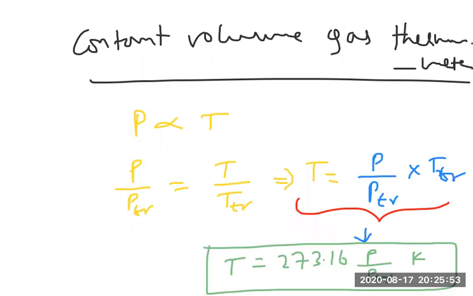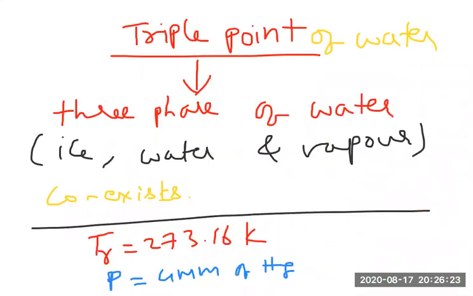Remember, triple point means the temperature at which all three states of matter coexist, all three phases of matter coexist. That is solid, liquid and vapor, all three states coexist. For water, the triple point temperature is 273.16 Kelvin or 0.01 degrees centigrade. We can also write it in degrees centigrade as 0.01 degrees centigrade.